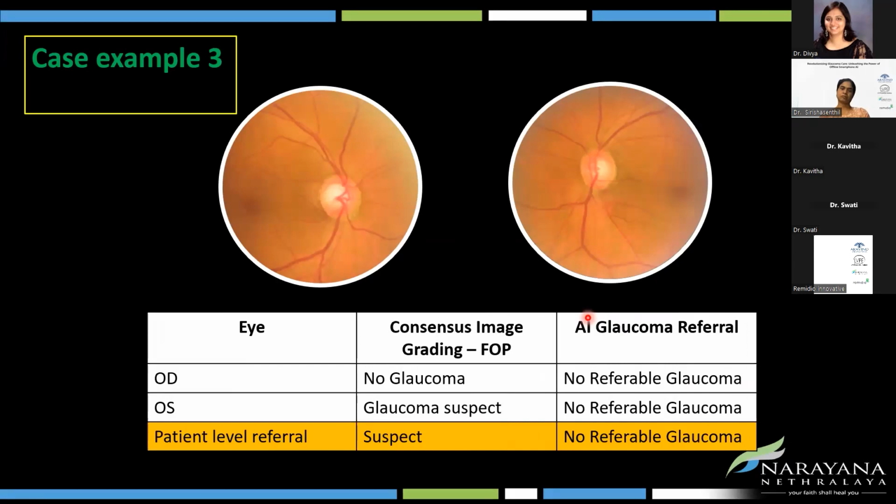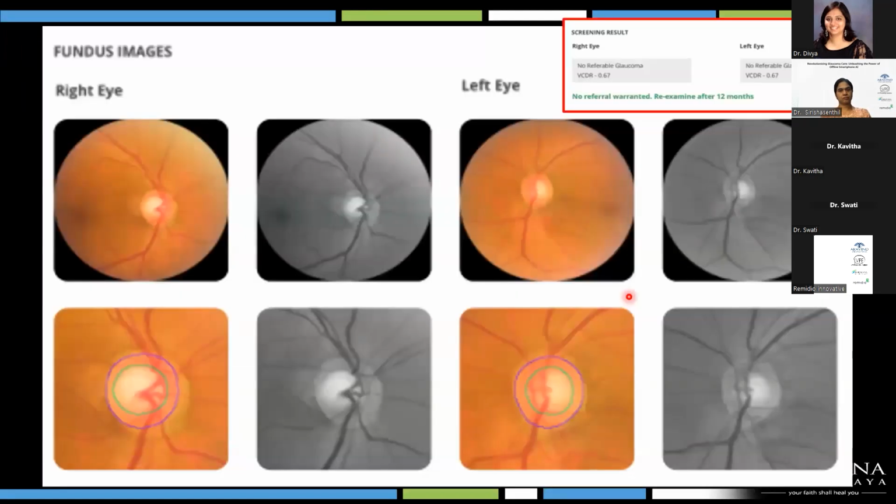At the consensus image level by the clinician, it was no glaucoma in the right eye, and in the left eye, it was a glaucoma suspect. But the AI had actually said that it was no referable glaucoma. So let's see if this was actually right, or was there any difference after the reports, after the visual fields and the OCT. So this is how the printout was.